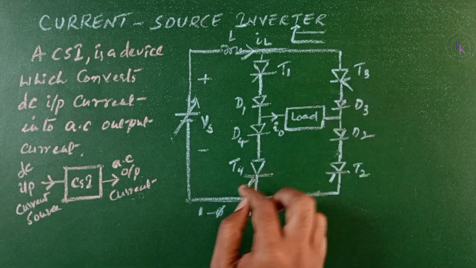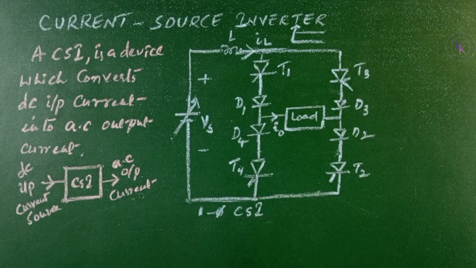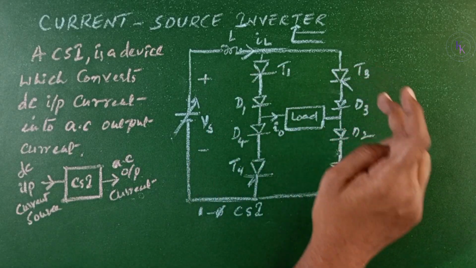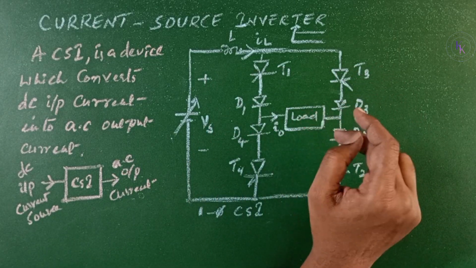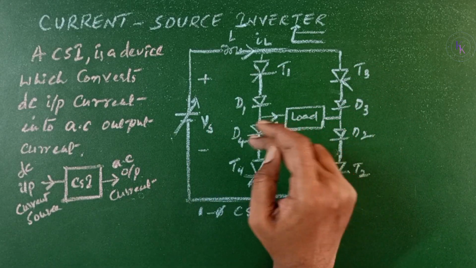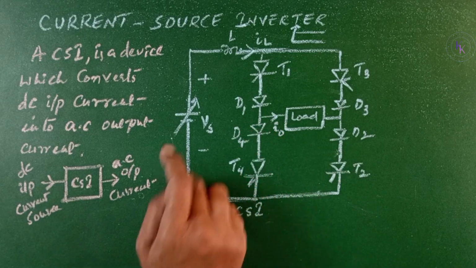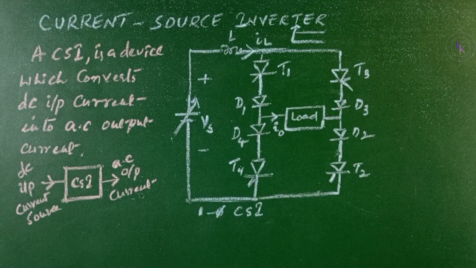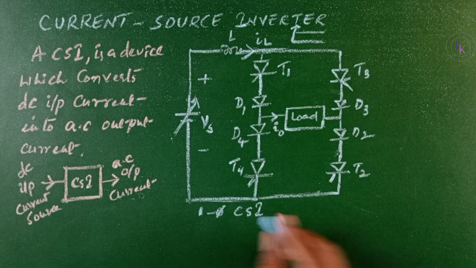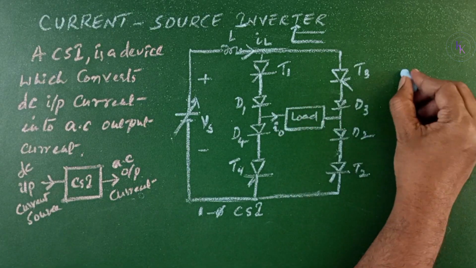When T3 and T4 are turned on, then the current flows from Vs to T3, D3, through the load from right to left, D4, T4 back to source Vs. Then with respect to the load, when you observe, the current is reversed. That can be shown in a waveform.